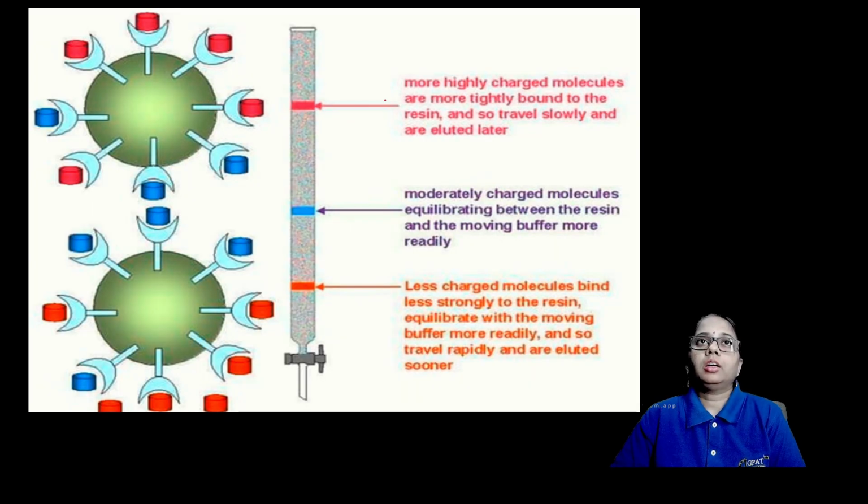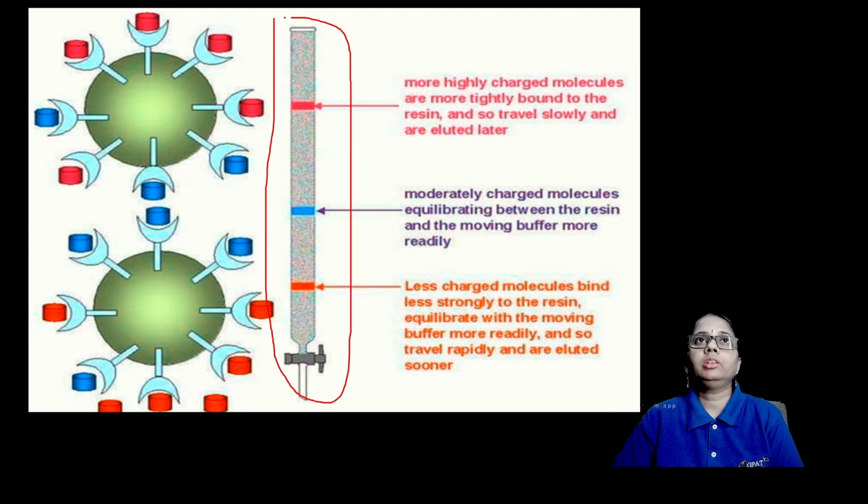This is the ion exchange chromatography setup; it is like a column only. The more highly charged molecules are more tightly bound to the resin, so they travel slowly and elute later. We pour the mobile phase from the top, but the materials in pink color here are represented like this. How are these bound to the resin, whether it is an anion exchange resin or a cation exchange resin? They are bound like this.